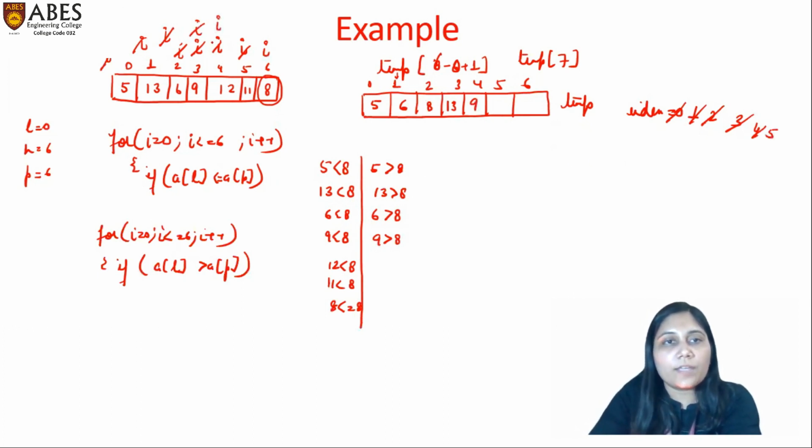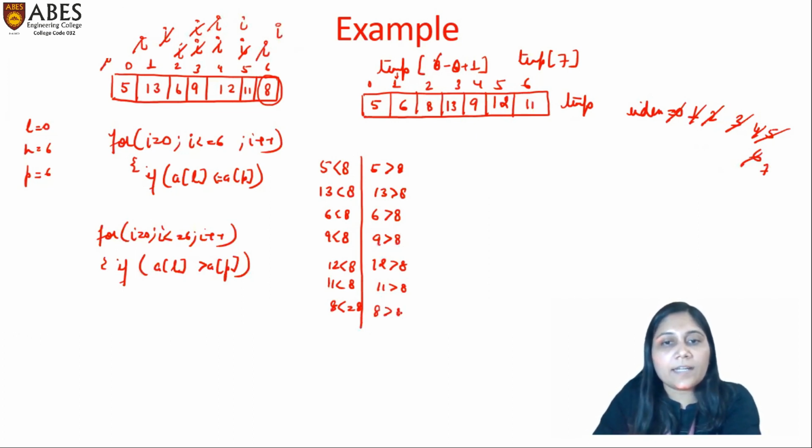Then I will go to here. 12 is greater than 8. Condition is true. And I'm going to put it over here. Your index will become 6. I will go to this fifth position. 11 is greater than 8. Condition is again true. I'm going to put it over here. Your index will become 7 and I will go here.